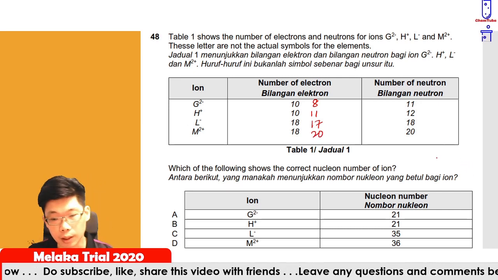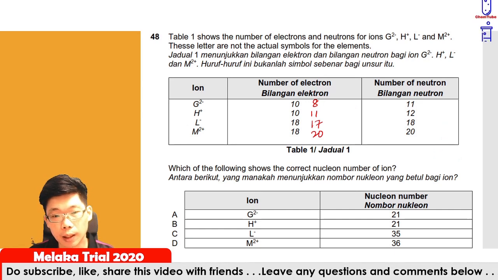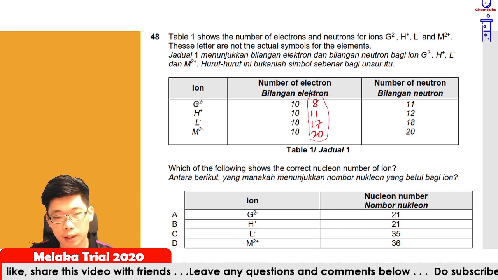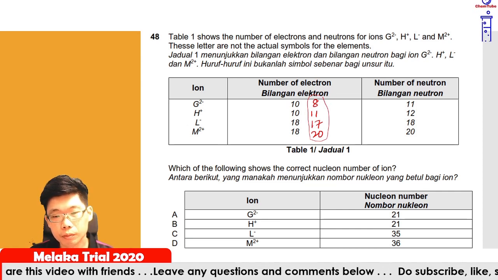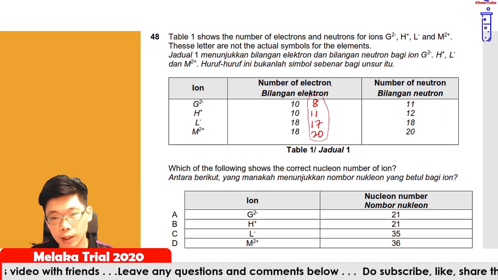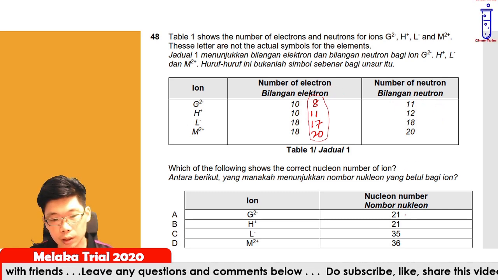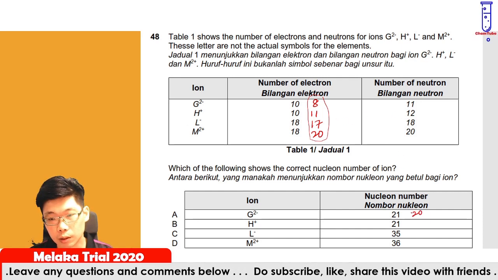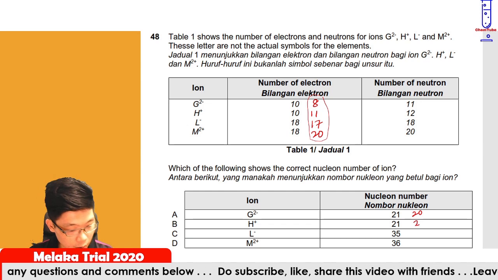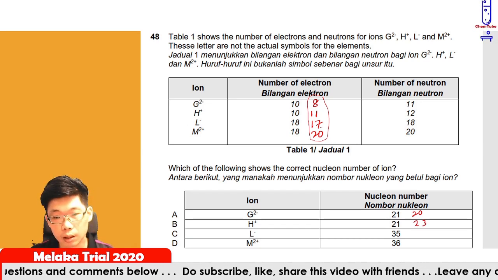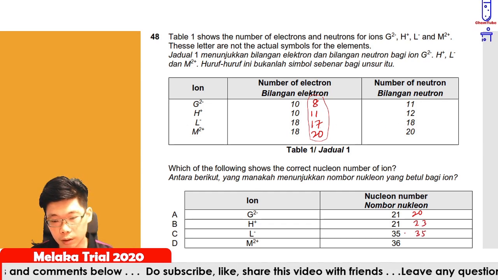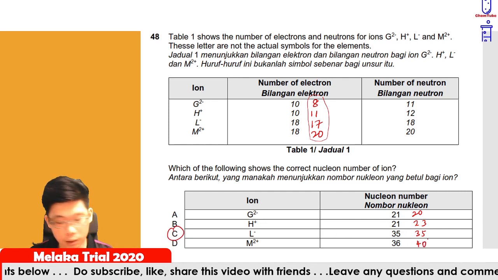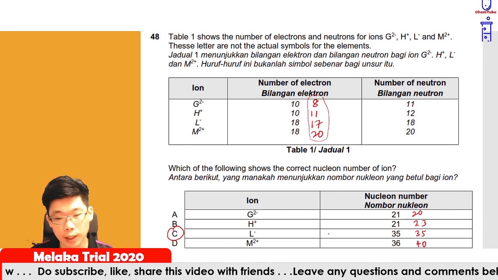So meaning that the nucleon number totals up. So initial electrons are the same as the protons. So we total up and it becomes the nucleon number. So this one should be 20. This one should be 23. Then this one totals up to 35. So this one is correct. C is correct. So 20, this one should be 40. Yeah, so the answer should be C.